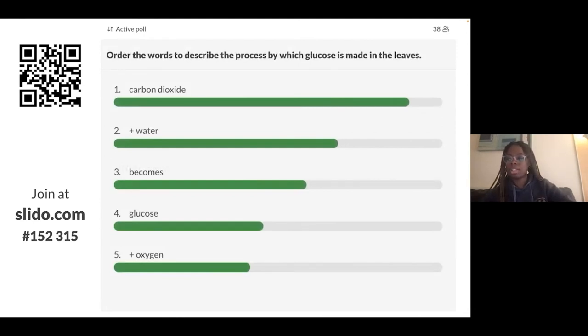The carbon dioxide and water becomes glucose and oxygen. And that is what we see. All right, so we're going to stall that.